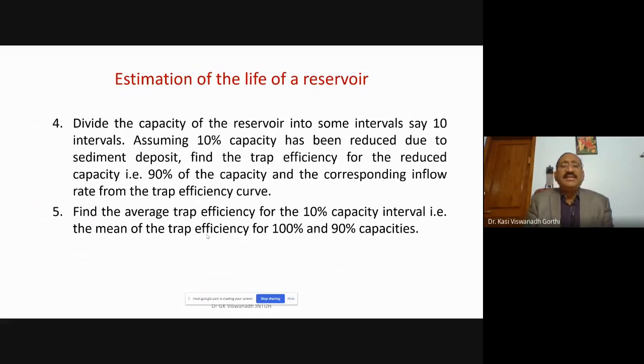Then divide this capacity of the reservoir into some intervals, maybe 10 intervals, assuming 10% capacity has been reduced due to sediment deposit. Sometimes you can divide it into some 5 intervals also, like 20% capacity, 20% capacity. Find the trap efficiency for this reduced capacity, 90% of the capacity and the corresponding inflow rate. So from this trap efficiency curve, you will be able to arrive at this. Then find the average trap efficiency for the given two intervals, maybe for 100% and 90%, or for 100% and 80%. Take the average trap efficiency.